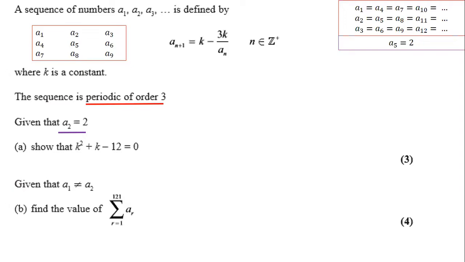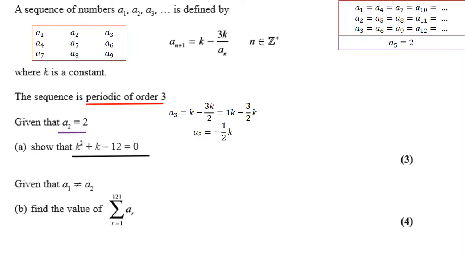So what I'm going to do is work out what A5 is in terms of K, make it equal 2, and solve it. So if A2 is 2, then I'm going to work out A3. So A3, I'm going to sub in A2 is 2, so I get K minus 3K over 2, which is the same as 1K take away 3 over 2 Ks, which simplifies to minus half K.